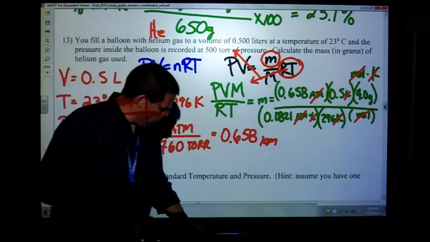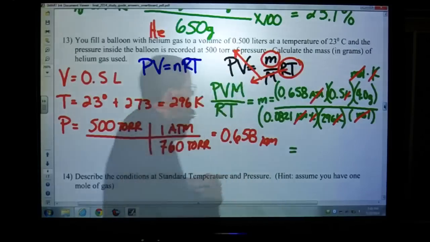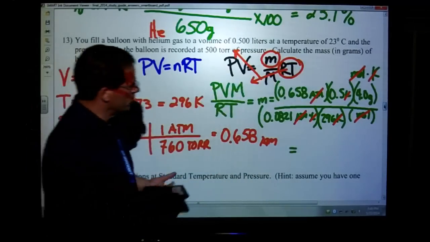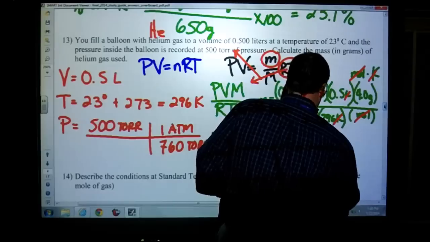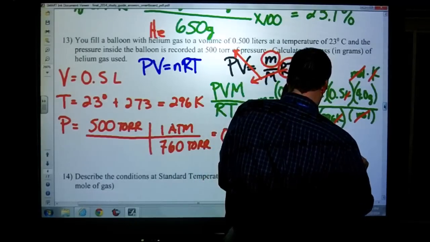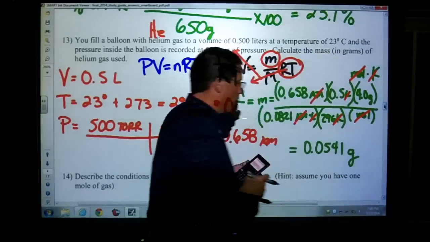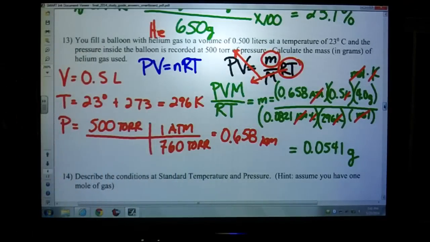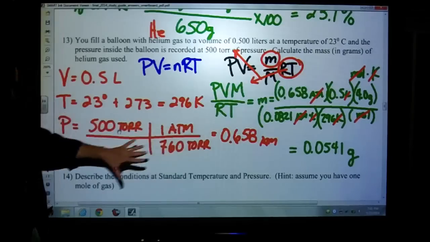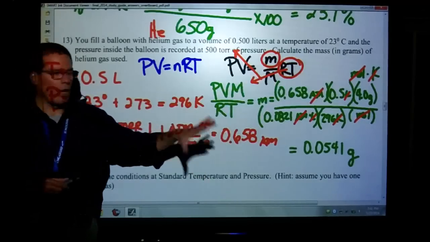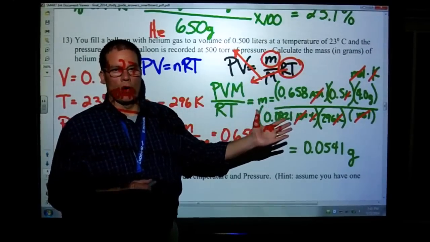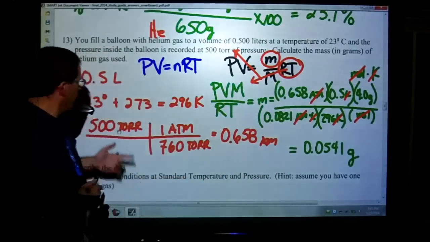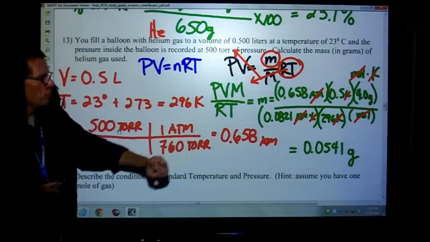So let's go ahead and get a value for that. And that equals a very small amount of mass. So 0.054, we'll say 1 grams of helium. So not very much. Not too bad. Okay? So again, make sure you convert your units if they're not in the same units as your R value. And remember, you have 2 different R's. You get to use atmospheres or kilopascals, whichever pressure you decide to convert to.